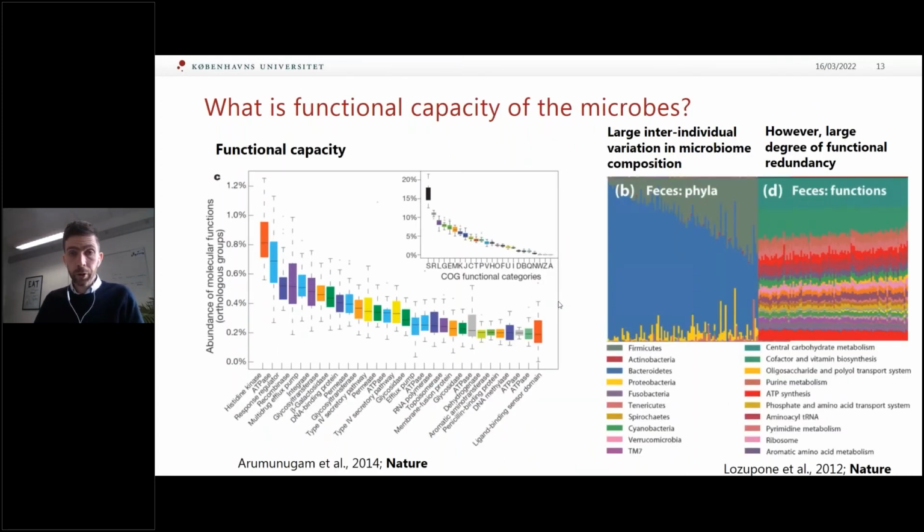We can also look at the functional capacity. So here you can see different functions of the microbiome. And this plot over here basically shows that although the microbiome composition in terms of bacterial groups varies tremendously from individual to individual, if we instead look at the functions in their microbiome, then the functional redundancy is high and the functional differences are not really big from individual to individual. So despite very different composition, the functional potential is very similar, at least in this group of people.